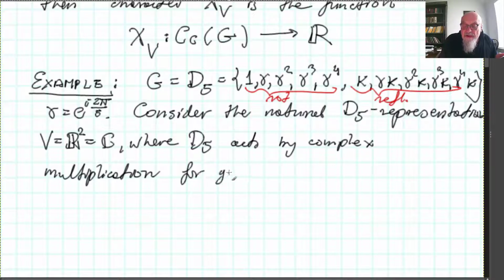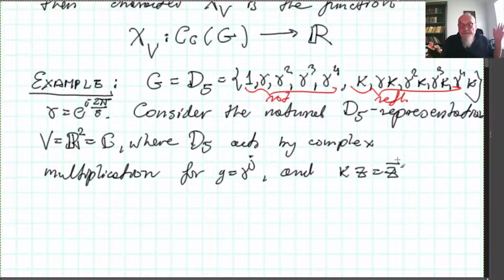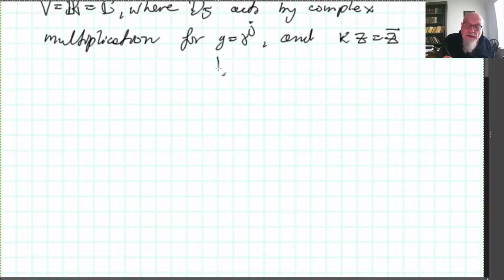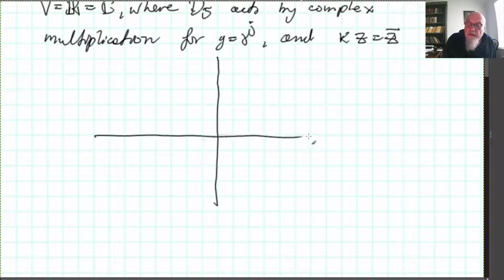For G being rotation, put it like this, J, and kappa on Z is equal to Z bar. So we were discussing this type of representation earlier. Let's find out what is the character of this representation. And it is not difficult to see, so this is my representation V.